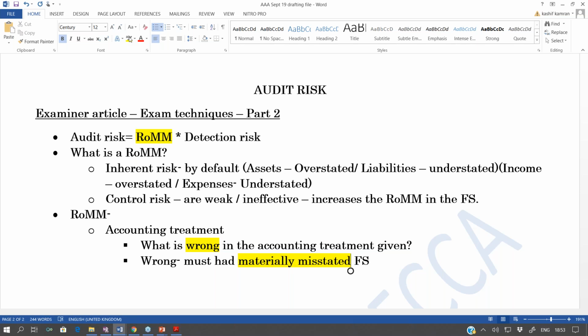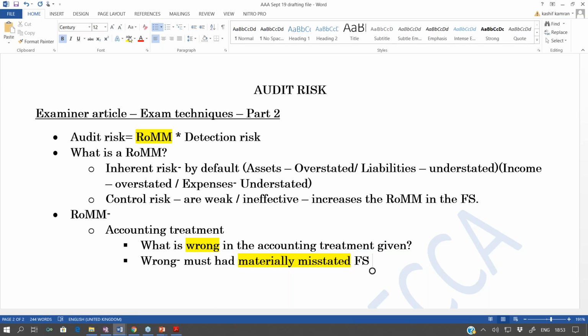Now, when you see the exam paper, what is happening in the exam paper? The accounting treatments, and you're going through them, and you need to judge in the exam paper, is this the right accounting treatment? What is wrong in the accounting treatment? If you pick the wrong side of an accounting treatment, then you are capable of finding the material misstatement in the exam paper, right? That's one side.